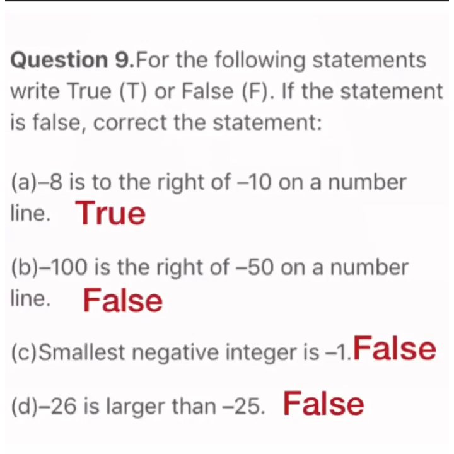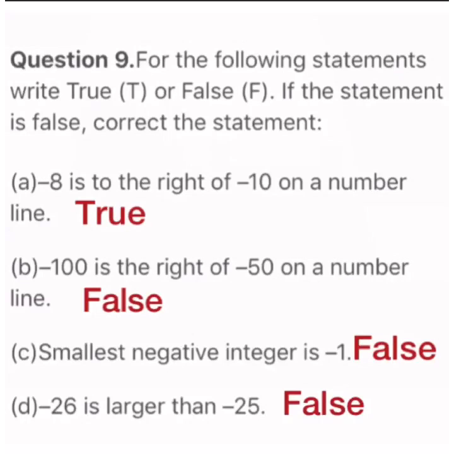Now the next one is smallest negative integer is minus 1. This statement is also false. Why? Because greatest negative integer is minus 1. Last statement is minus 26 is larger than minus 25. This statement is again false because minus 26 is smaller than minus 25.